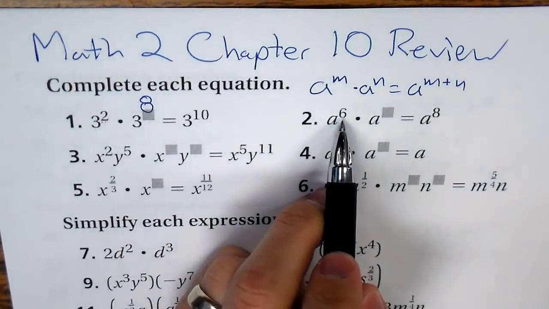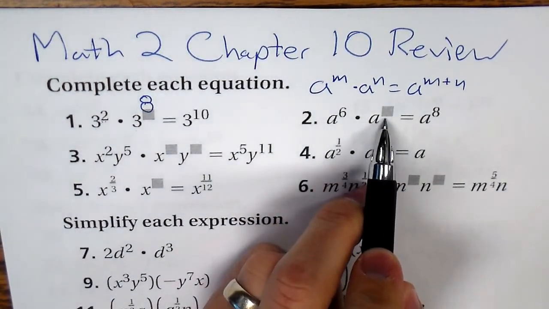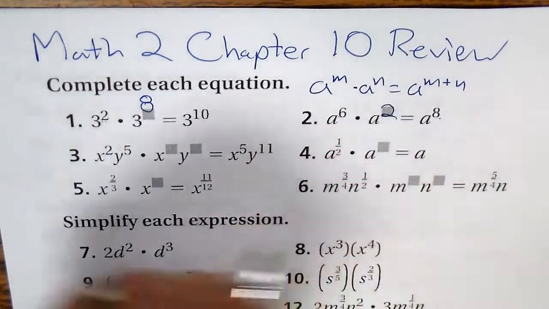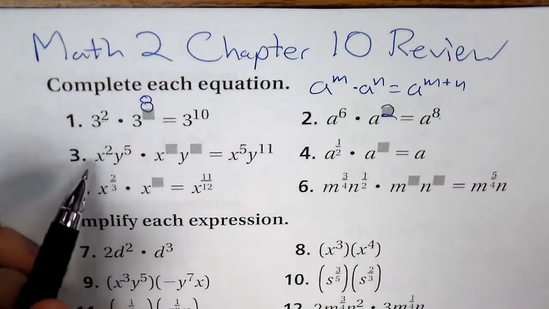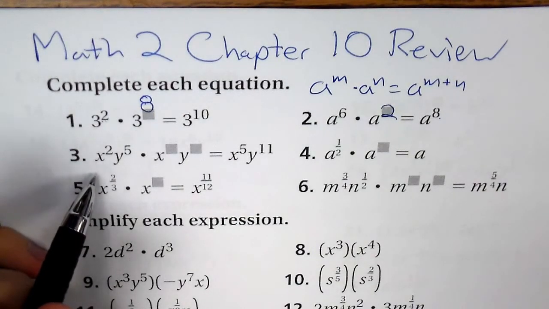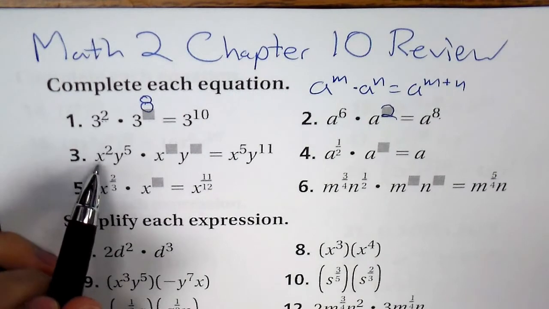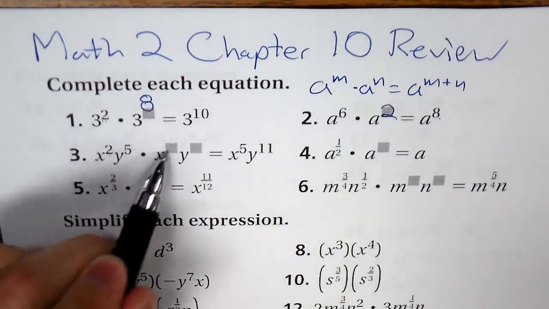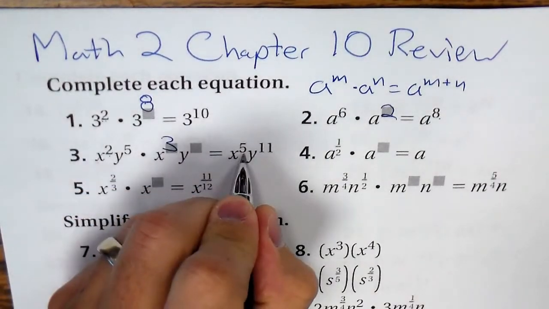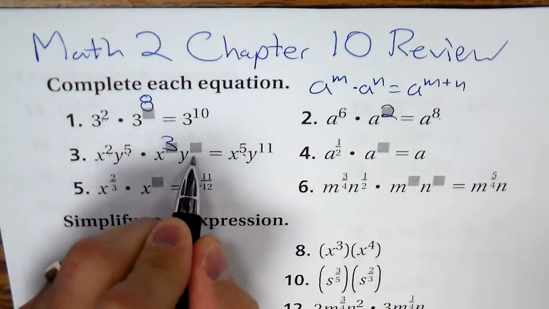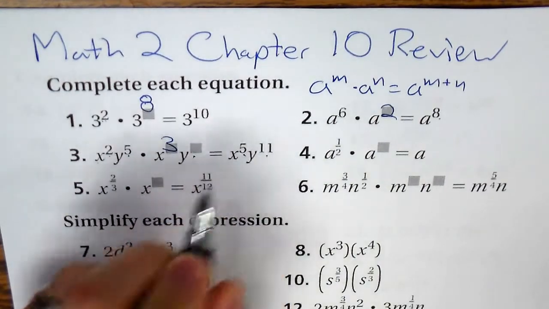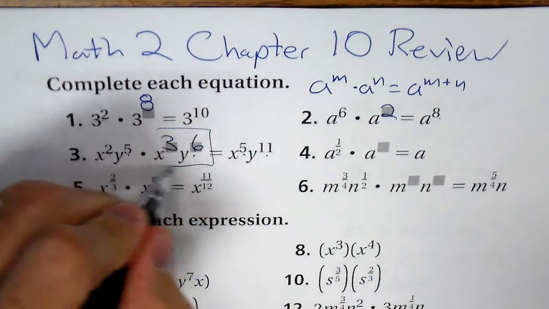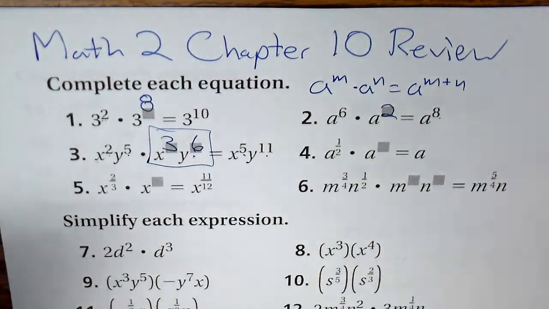Number 2, same idea. A to the 6th times a to some power equals a to the 8th. 6 plus 2 equals 8. For number 3, that's the same idea as number 1 and 2, but now we have multiple variables. X to the second, x to some power, x to the 5th. 2 plus 3 is 5. And then y to the 5th, y to some power equals 11. 5 plus 6 equals 11.